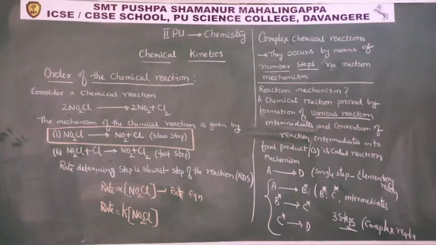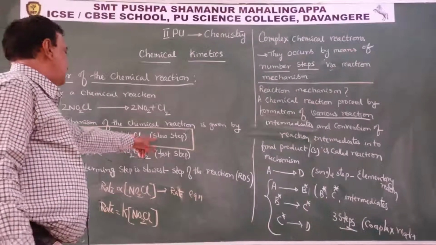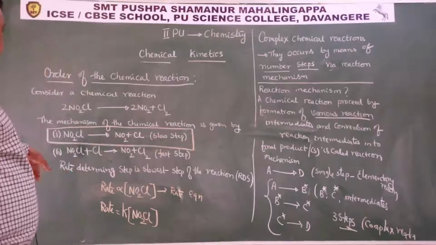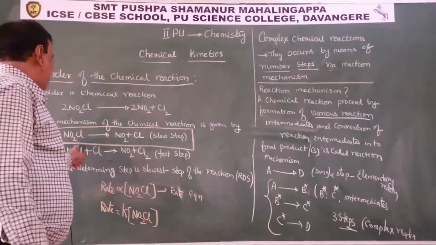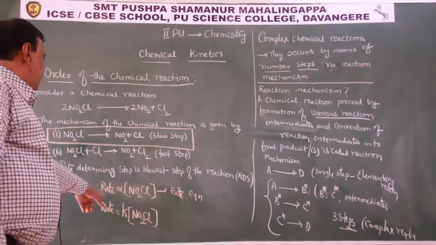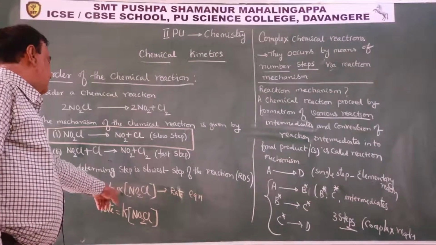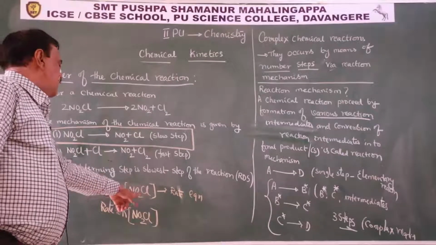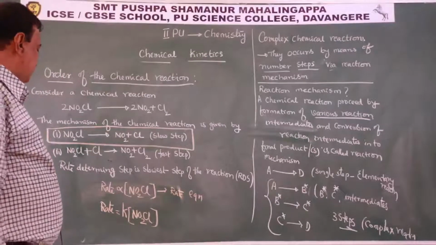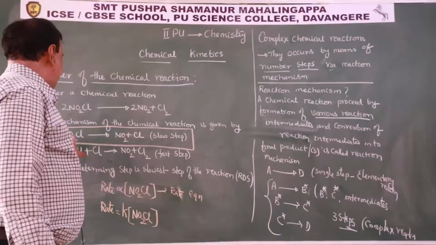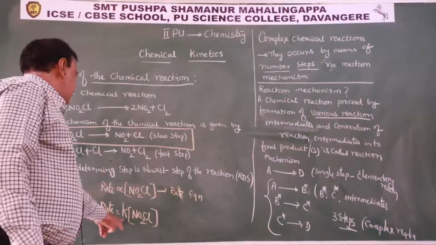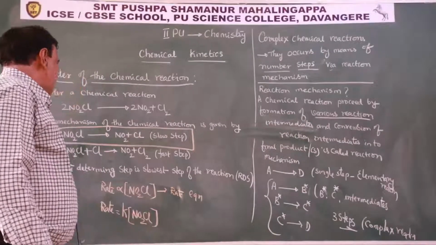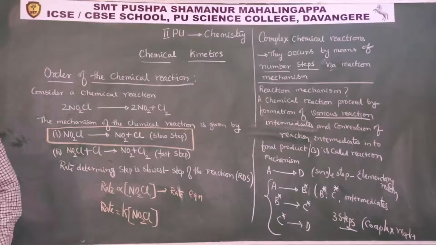Therefore, if the chemical reaction occurs by means of various steps, you have to identify the slowest step of the chemical reaction, and in the slowest step you have to write the rate law. According to the law of mass action, the rate of a chemical reaction is directly proportional to the molar concentration of the reactant provided temperature is constant. Therefore, rate is equal to K into the concentration of NO2Cl, where K is called the rate constant of a chemical reaction.